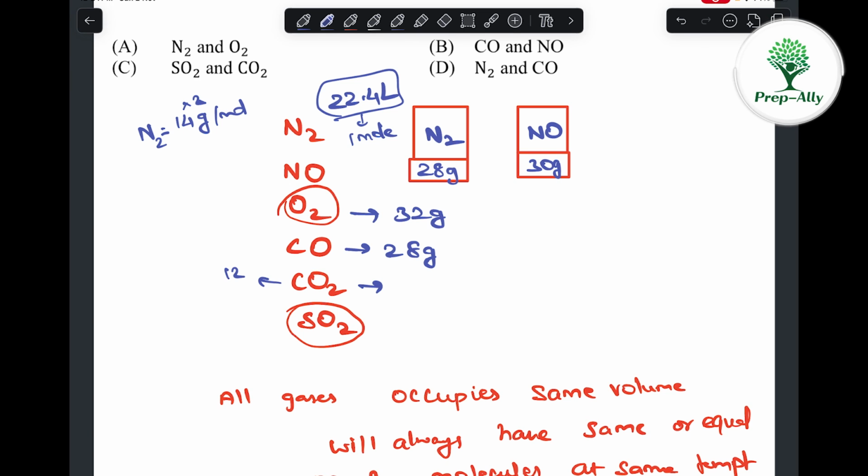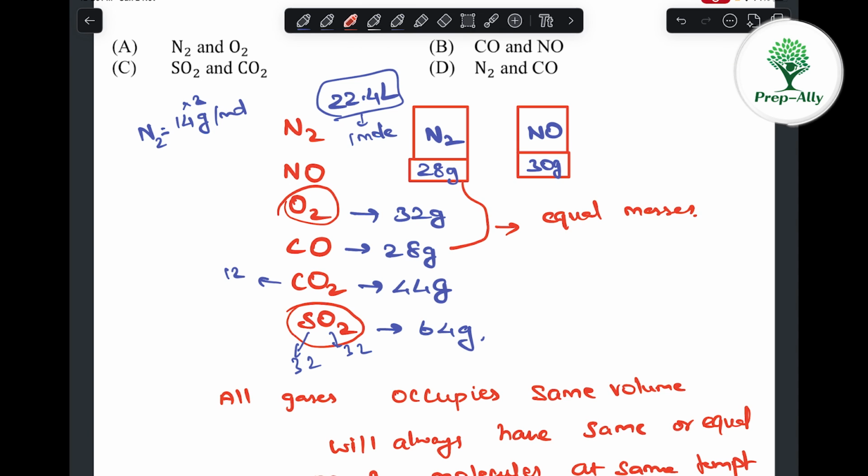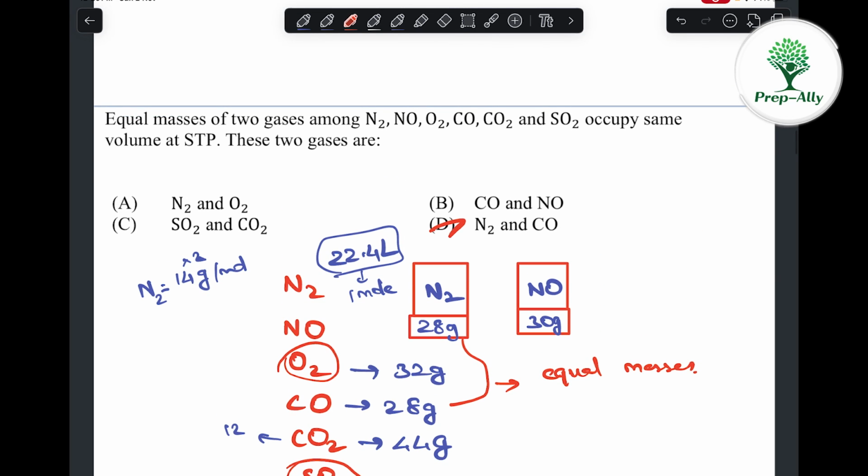1O is 16 gram per mole, so it is 2O, so it is going to be 32, then it is going to be 44 gram, and SO2 will be like this is 32 and this is 32, so total it was 64 gram. You can see that N2 and CO at same volume, they are going to have equal masses, right? Equal masses. So our answer is going to be D.